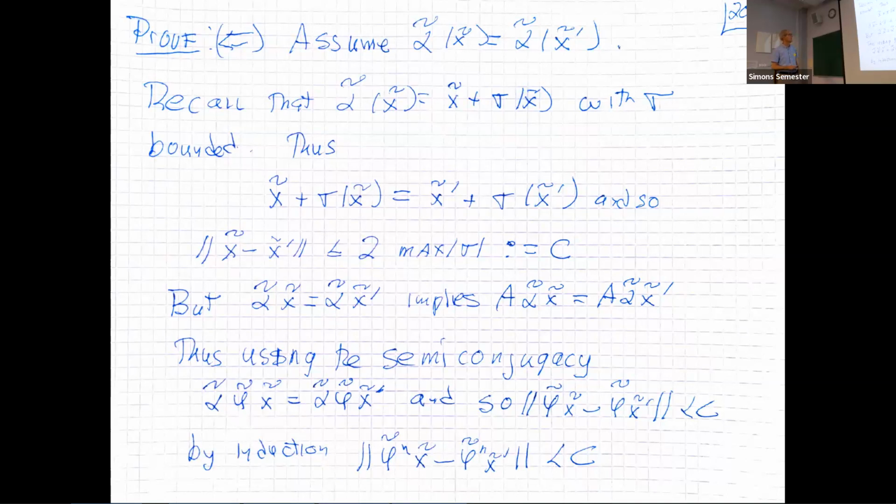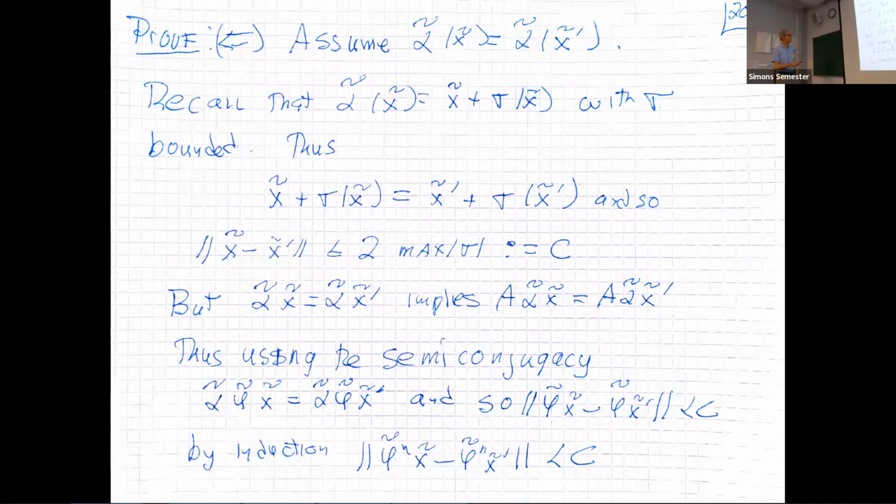And then we use the fact that this is bounded, right? Since these are equal, we bring this over, use the max of this, and we get that, assuming this, the difference between x prime and x is less than or equal to twice the max of this, which is C. But on the other hand, if this is equal to this, we hit it with A, and then use the semiconjugacy, we get that this equals this.